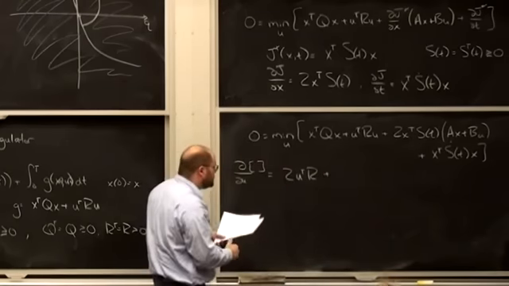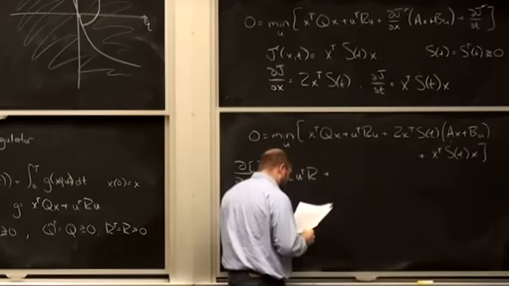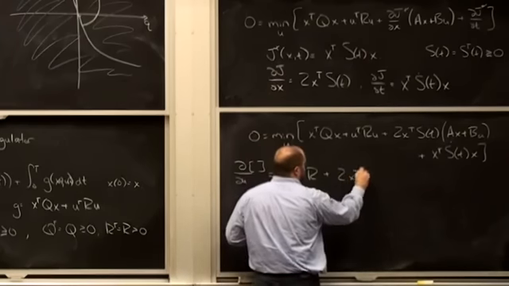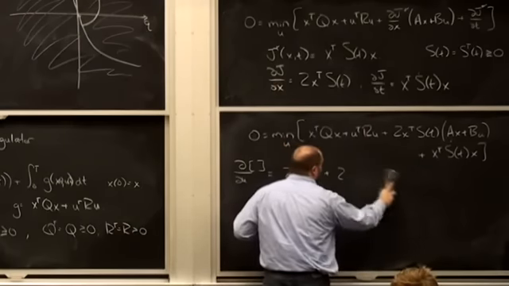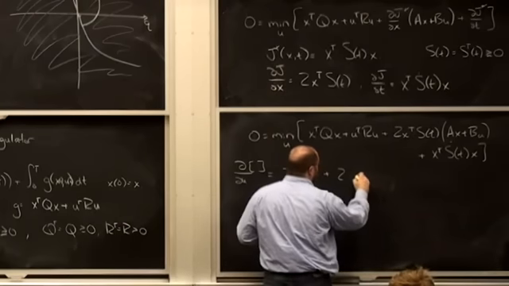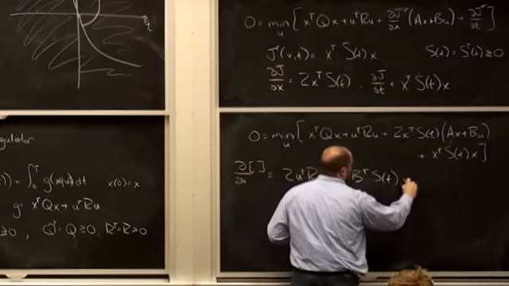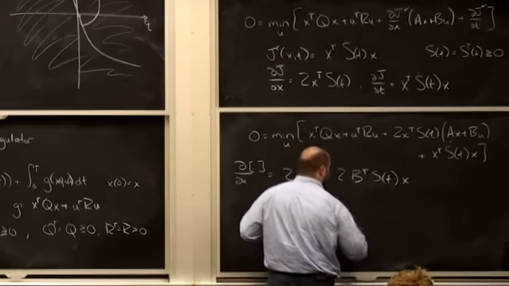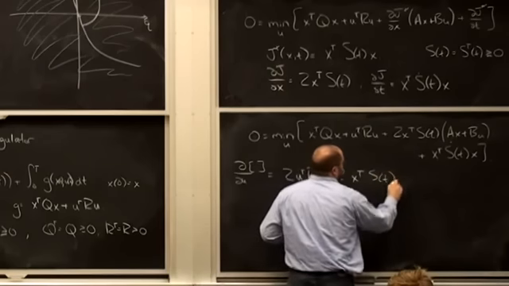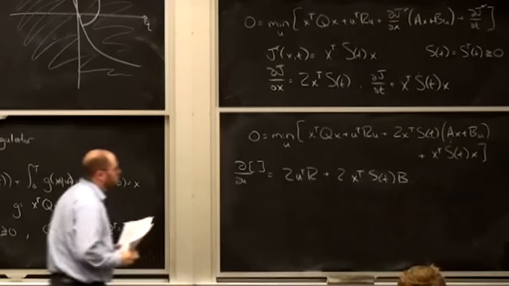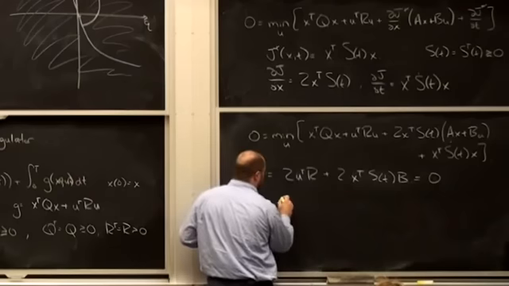Plus, what's left here? 2x transpose S, that guy there, right? But I have to take the transpose of that, so it's 2 B transpose S of t. The S transpose is not x. No, I screwed up, sorry. It's still X transpose. I'm trying to get X transpose S of t B. Okay, that thing has to equal 0. And that's where I get my transpose back.